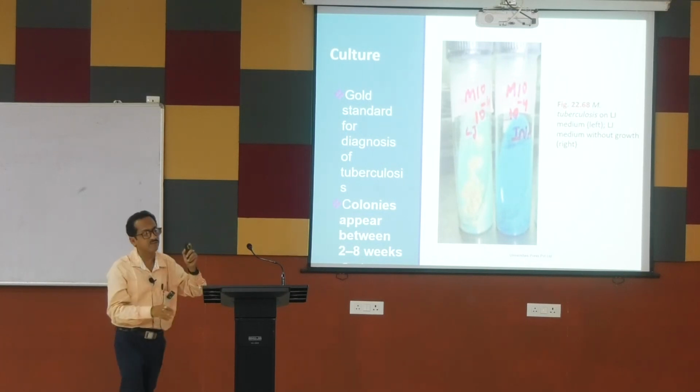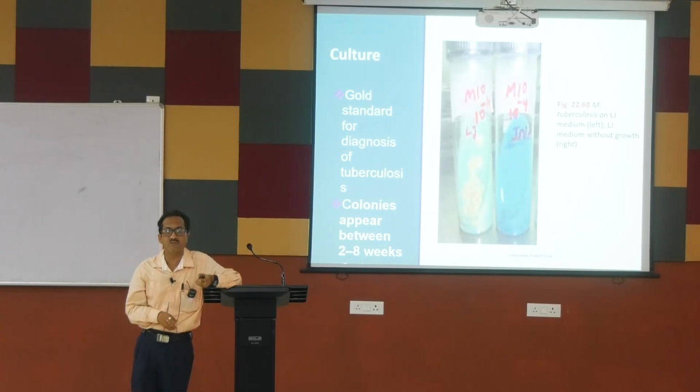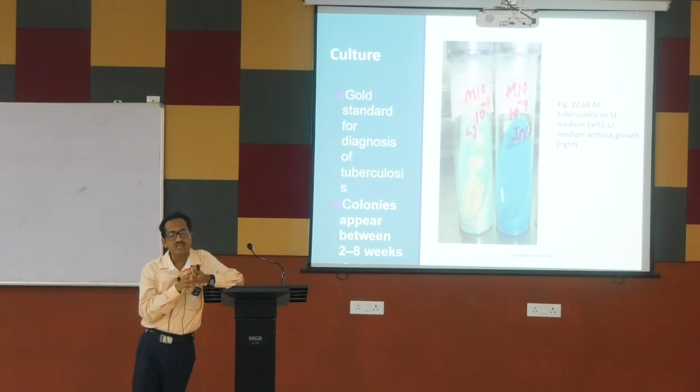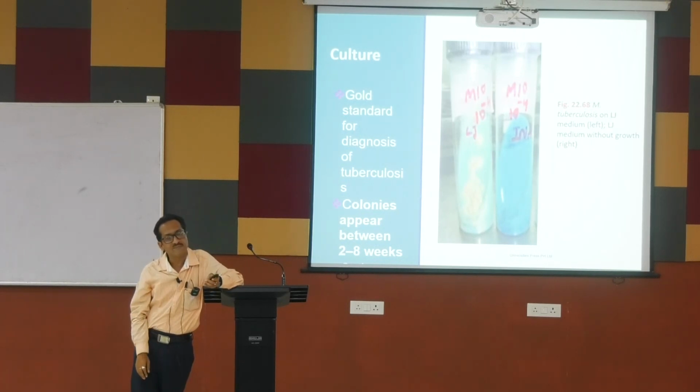Now, Lowenstein-Jensen media, have you read about the media already in practicals? What is the content of Lowenstein-Jensen media? Why does it look green? What is the malachite green? What is the role of malachite green? Have we added malachite green only for coloring the media, so that it looks good green? What is the rationale of adding malachite green? It is 2% malachite green. Why have we added malachite green?